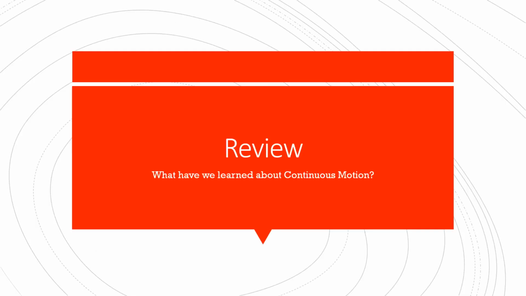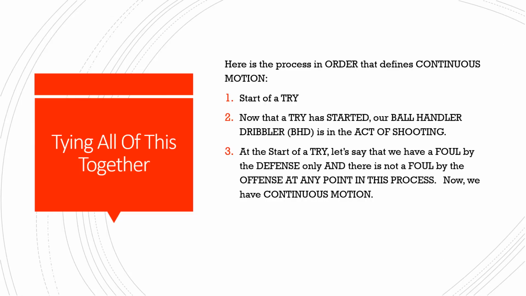A quick review. What have we learned about continuous motion? Again, we can tie all this together. Here's the process in order that defines continuous motion. We must have a start of a try. Start of a try usually begins when our ball handler dribbler has ended their dribble, if they even dribble at all. So in some cases, a ball handler dribbler can receive a pass, gain an offensive rebound, or possess a loose ball, and begin the start of a try. Now that the try has started, our ball handler dribbler by rule is in the act of shooting.